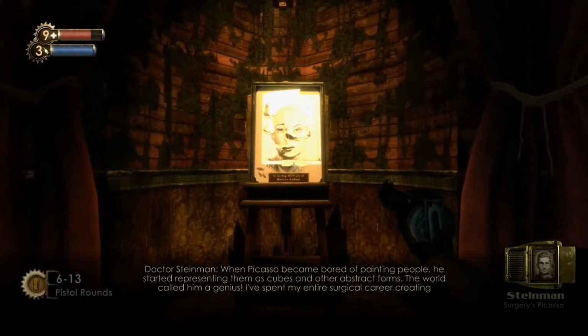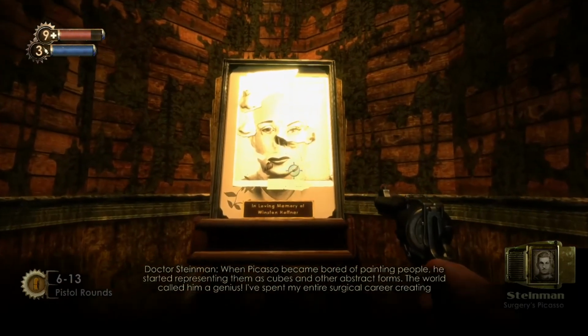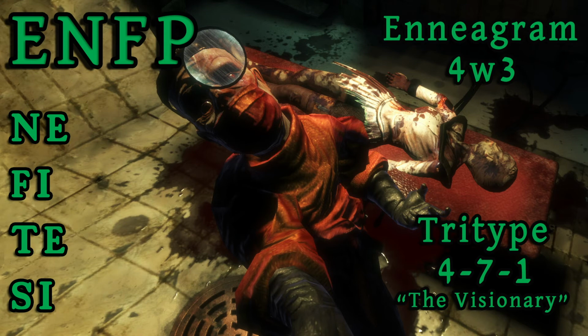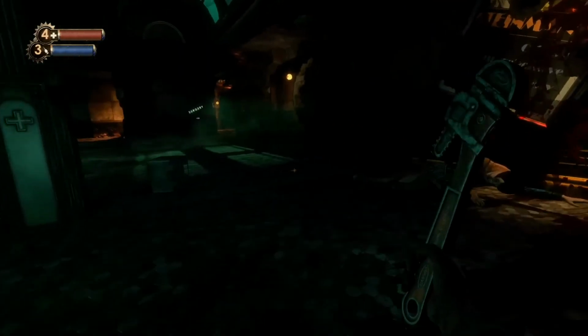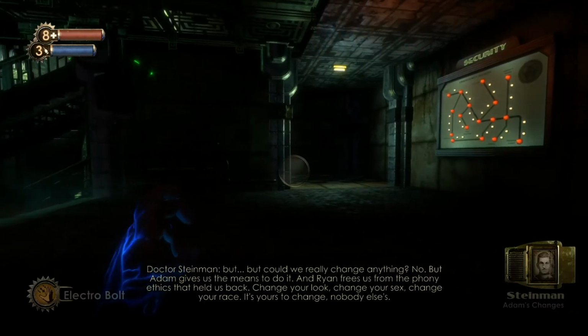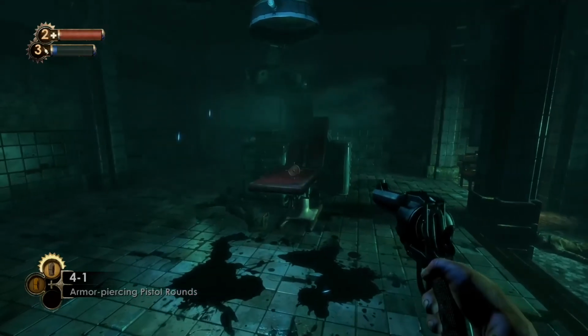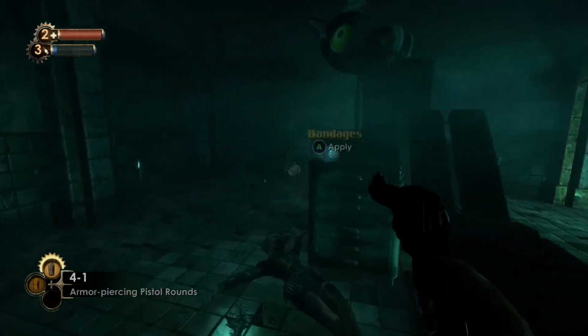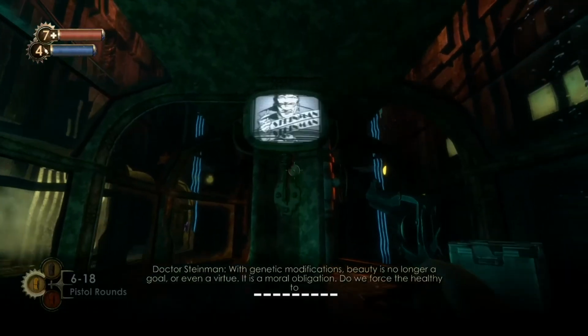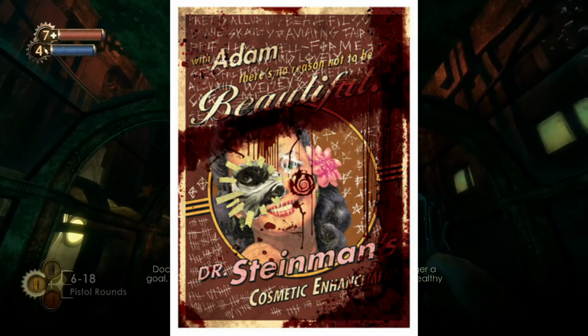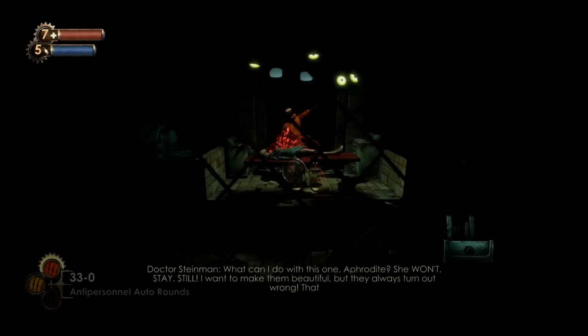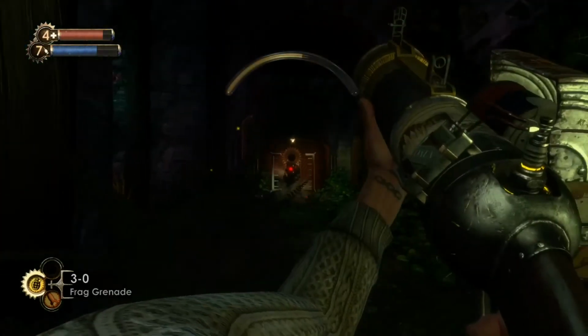And that wraps up the complete analysis on Dr. Steinman, who's a 4-wing 3 with the tri-type of 471. In basic terms, Dr. Steinman is concerned about expressing himself and being unique and true to him. After he goes through that process, he wants to explore all the options to innovate his field. And lastly, he believes it's a moral obligation to be beautiful, and he will force that obligation whether you like it or not. And that wraps up this analysis.